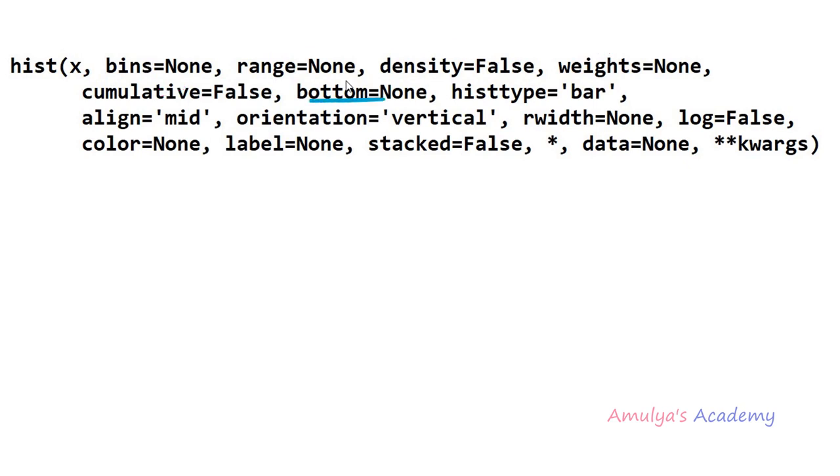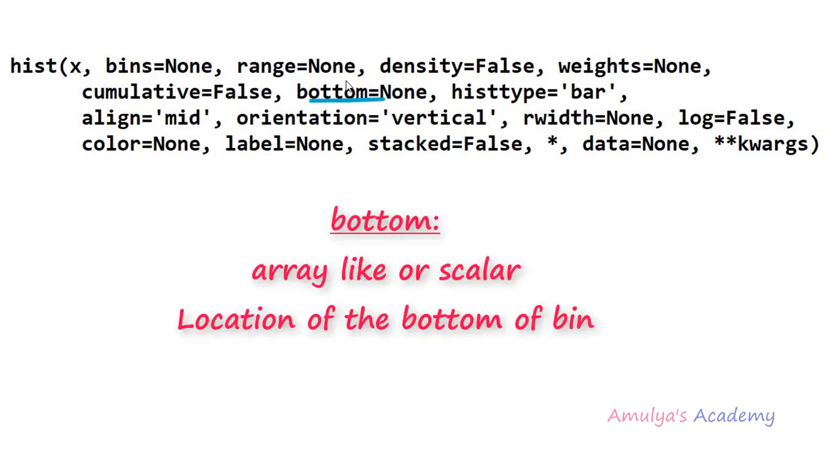So the next parameter is bottom. The default value is None. You can take array-like or scalar, or you can take None. The default value is None, which means it will take the bottom as 0. It is the location of the bottom of each bin. We used this bottom parameter in the bar function also, right? In that it is the bottom of the bars. Here this is nothing but the bottom of each bin.